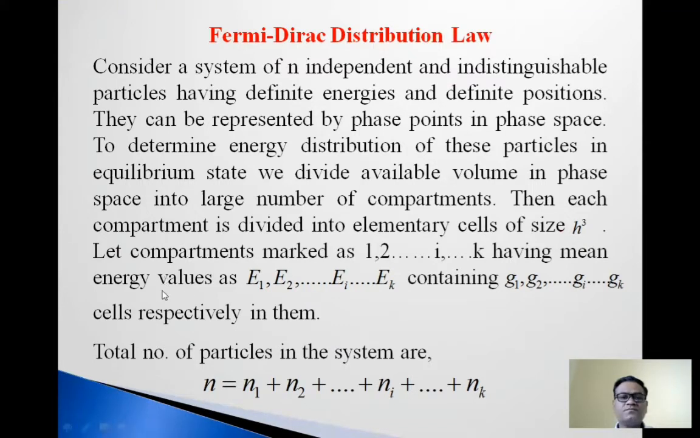h is Planck's constant. Now, friends, let the compartments be 1, 2, up to k, and they have energy values E1, E2, up to EK, containing G1, G2, Gi, up to GK cells respectively in them. So there are compartments in phase space 1 to k, having energies E1 to EK, and each compartment contains G1, G2, up to GK cells respectively. So the total number of particles in the system N is given by N1 plus N2 plus up to NK.